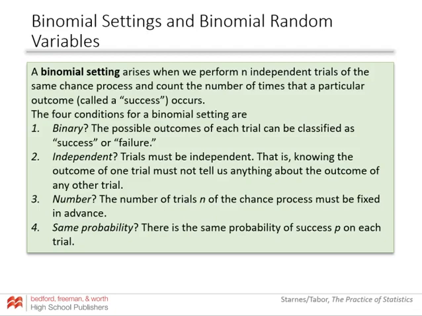All right, so it has to be binary, meaning there's either success or failure. So for each free throw, he either made it or missed it. Independent, each trial must be independent. Making or missing one free throw has no effect on your ability to make or miss the next one. The number has to be fixed in advance. So we knew he was going to shoot 3 free throws no matter what. And then the same probability, it's the same on each trial.